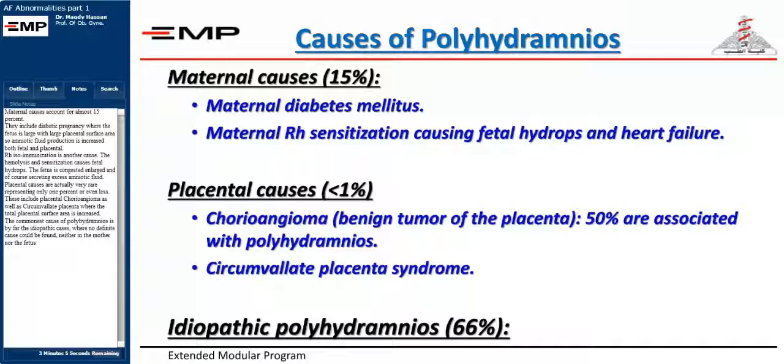Placental causes are actually very rare, representing only 1% or even less. These include placental chorioangioma as well as circumvallate placenta, where the total placental surface area is increased. The commonest cause of polyhydramnios is by far the idiopathic cases, where no definite cause could be found, neither in the mother nor the fetus.